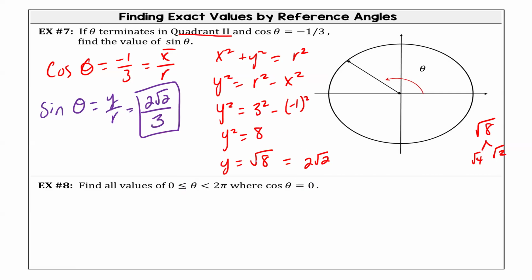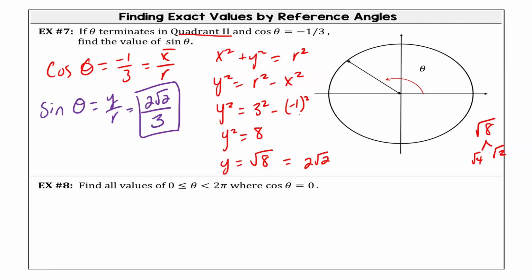Why did you do 2 square root of 2? Because square root of 8 can be simplified. 9 minus 1 is 8. You know what? You're right.